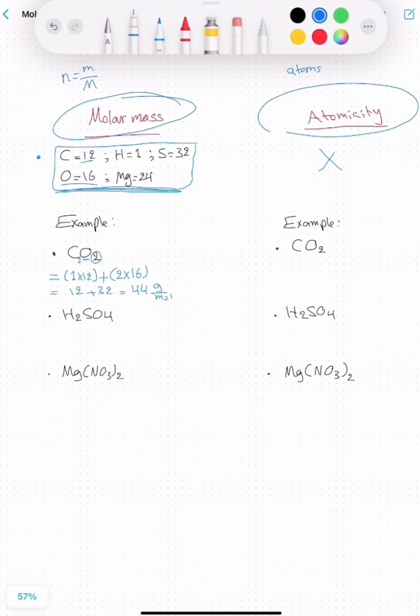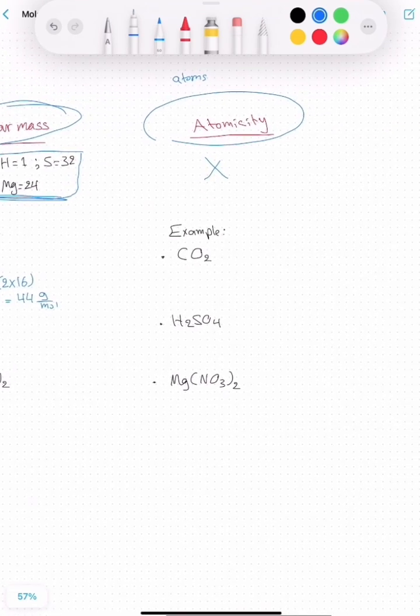If we have CO2 and we want the atomicity, in atomicity we just count the number of atoms that we have. So these subscripts, the small numbers, you add them. So we have 1 carbon, so 1, plus 2 oxygens, so 2. So the atomicity is 3. Then you use this to calculate the number of atoms.